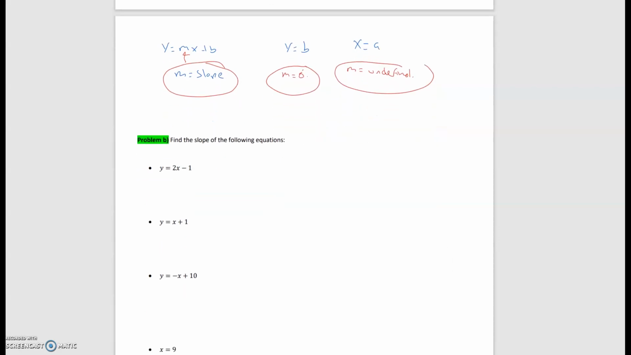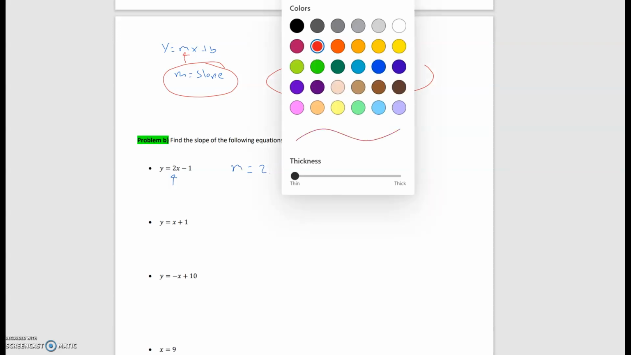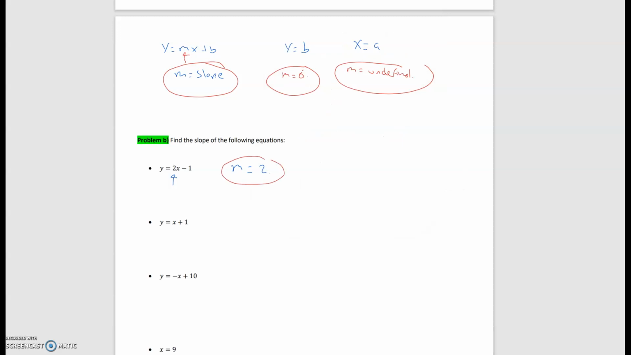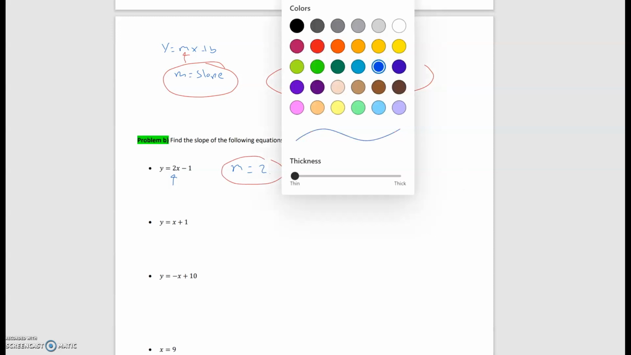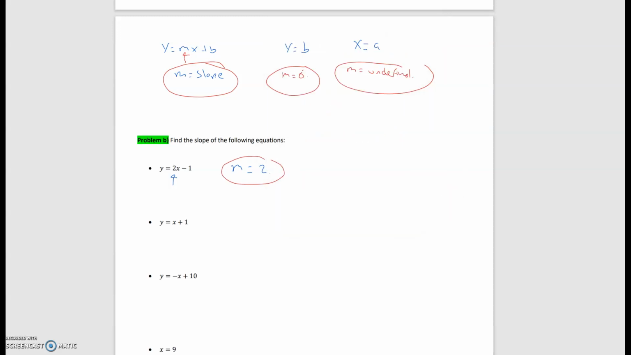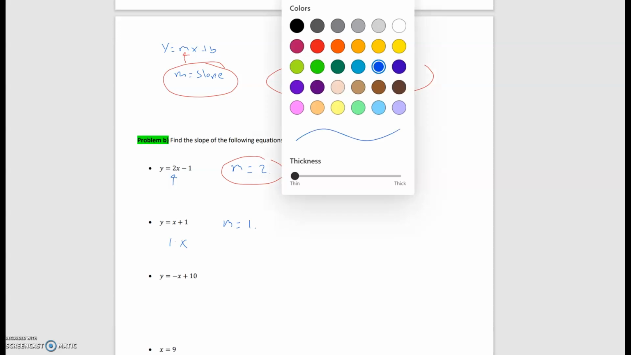If you take a look at the first problem, the number that multiplies the x is equal to 2. So the slope of this one is 2. There's nothing to do on that one. It's basically just identifying the value of the slope. If we take a look at the second one, you technically have 1 times x, so the value of m is equal to 1. The slope is 1.